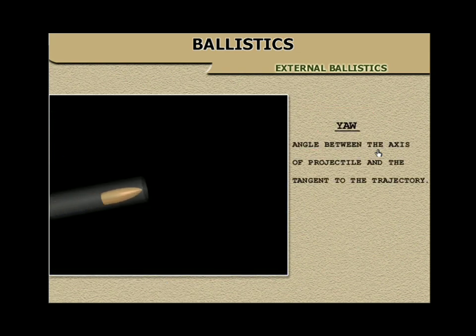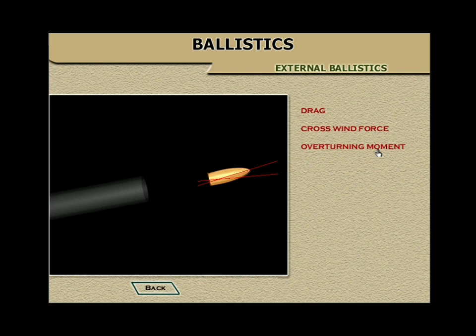Yaw. When a projectile is fired from a gun, its axis does not lie exactly along the trajectory, which is the path of its center of mass. The angle between the axis of the projectile and the tangent to the trajectory is known as the angle of yaw. Two important aerodynamic forces acting upon the projectile which affect and depend upon yaw are drag and crosswind force, and the resultant force is called the overturning moment.